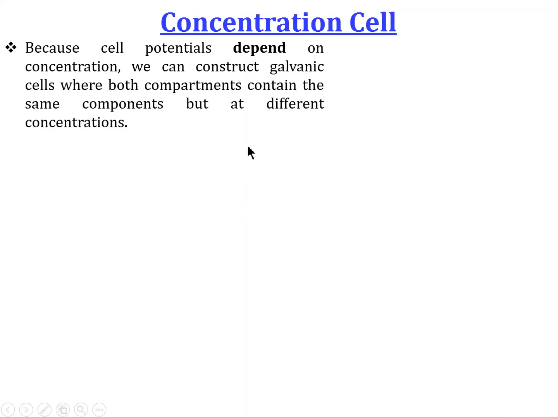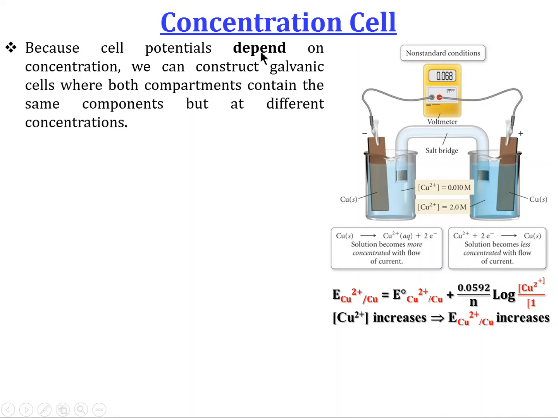Concentration cell. Because cell potentials depend on the concentration, we can construct a galvanic cell where both compartments contain the same components but at different concentrations. In this figure of a galvanic cell, we have the same couple in the two beakers, which is Cu2+/Cu. But in the first, we use a Cu2+ concentration different from that in the second. And as we know, according to the Nernst equation, the potential of the couple Cu2+/Cu in each beaker is equal to E0 Cu2+/Cu plus 0.0592 divided by n, times log of the concentration of the Cu2+.